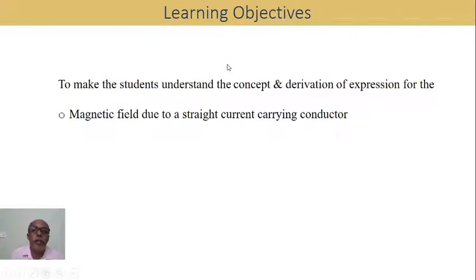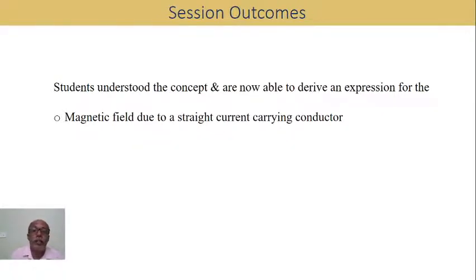The learning objectives are that the students understand the concept and derivation of the expression for the magnetic field due to a straight current carrying conductor, and the session outcome will be that students understood the concept and are now in a position to derive the expression for the magnetic field due to a straight current carrying conductor.